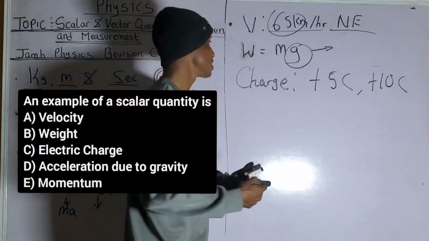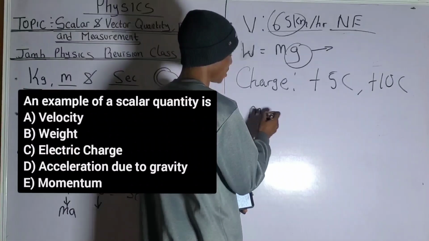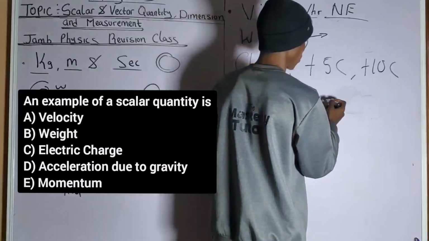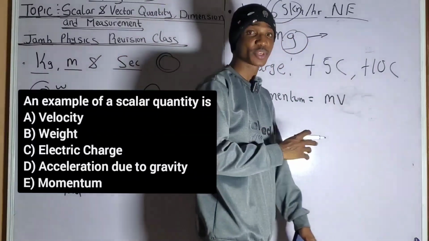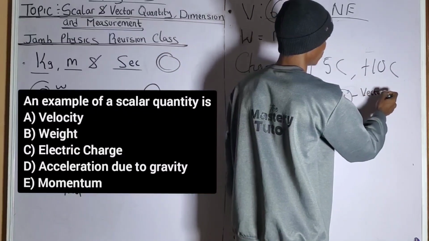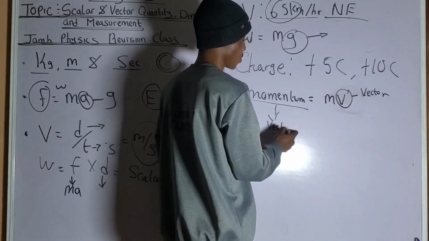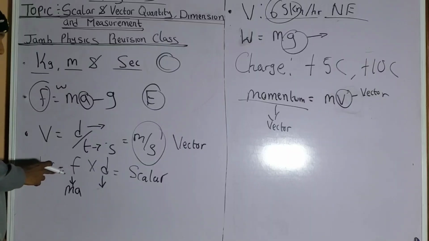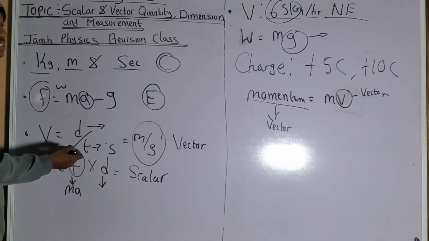And momentum is equal to the product of mass and velocity. Now listen to me carefully. Velocity is a vector quantity, so momentum is a vector quantity. Remember that here we have work. Work is equal to what? Force times distance, right? Now, force is a vector quantity.